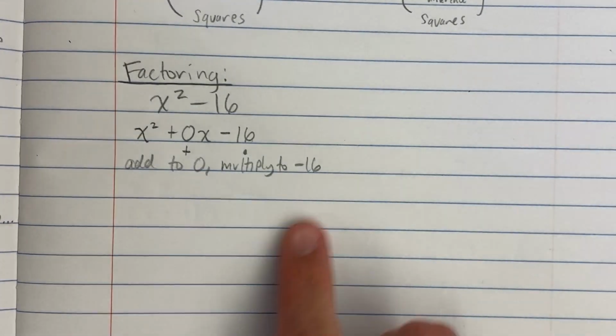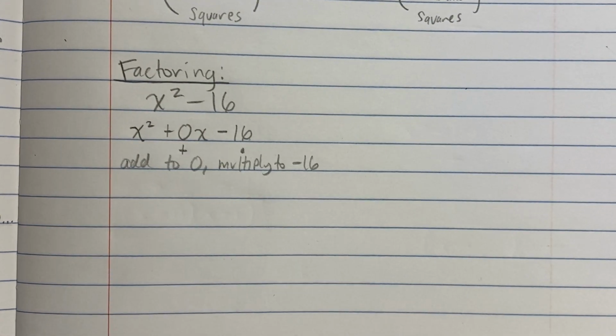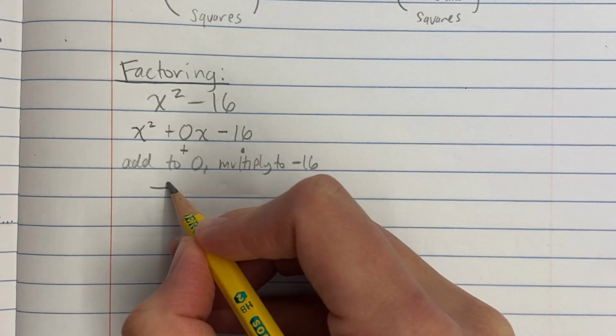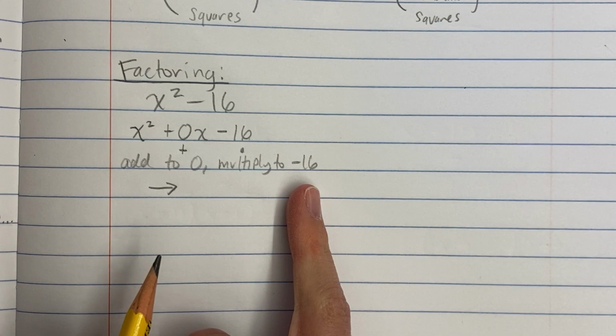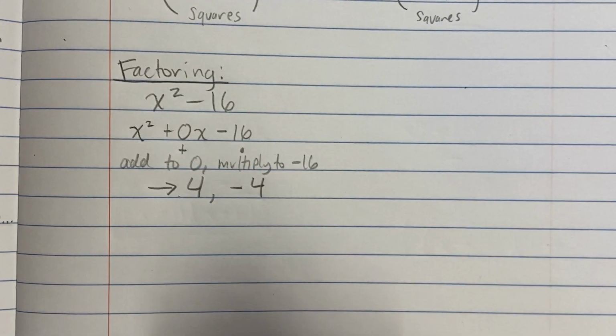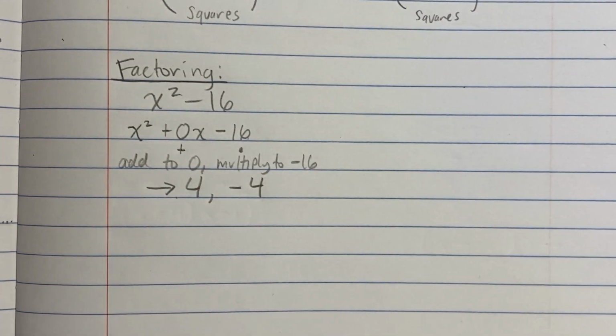Well, if they're going to multiply to a negative, it's got to be 1 positive and 1 negative. And if they're going to add to 0, what kind of numbers add to 0? Like 7 minus 7 is 0, 5 minus 5 is 0, 10 minus 10 is 0. So my 2 numbers that add to 0 and multiply to negative 16 are 4 and negative 4. 4 minus 4 is 0, and 4 times negative 4 is negative 16.